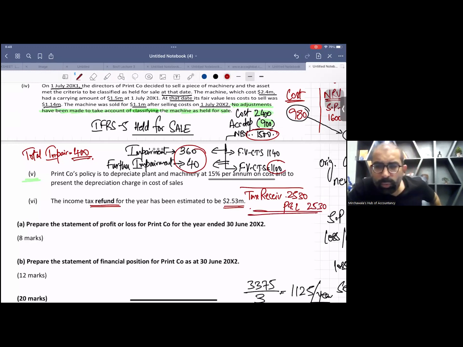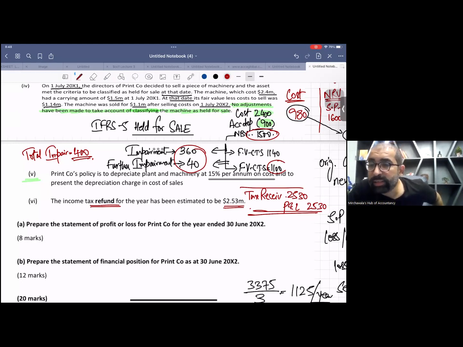Sir, is there no under over provision? No, there is no under over provision. Go and check the trial balance. No deferred tax. Nothing. Just this thing. So there is only one tax income, not expense. Tax income you will book in the income statement.